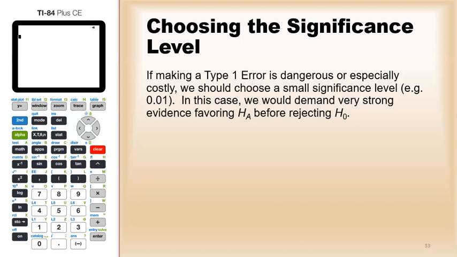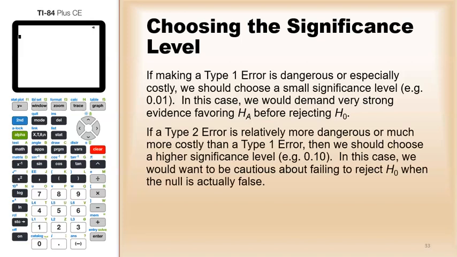So how do you choose? Well, it goes to the type 1, type 2 errors. If making a type 1 error is dangerous or especially costly, we should choose a small significance level, like 0.01. In this case, we would need to demand very strong evidence favoring the alternative before we end up rejecting the null hypothesis. So this is often a situation in medical studies where people's lives are at risk. You want to make sure that you get the results before you start rejecting the null hypothesis.